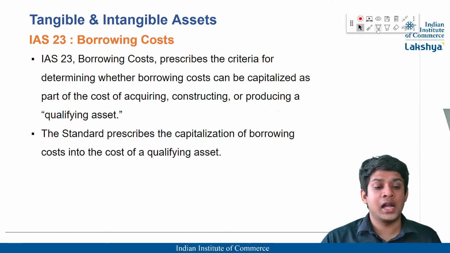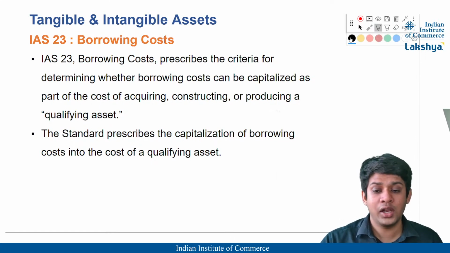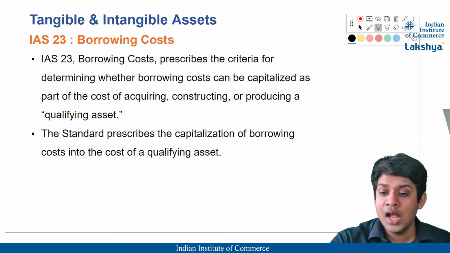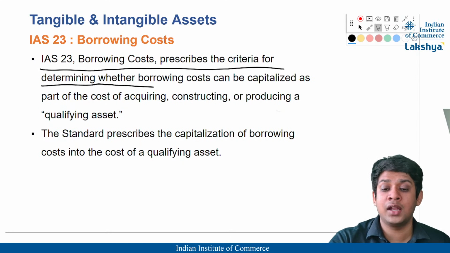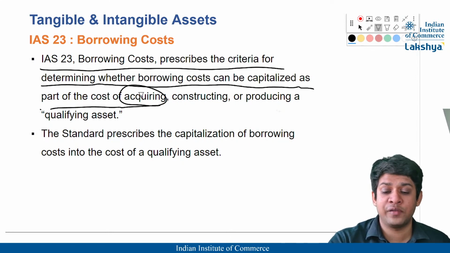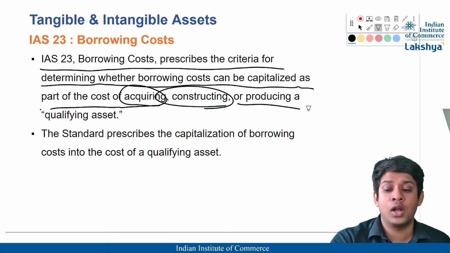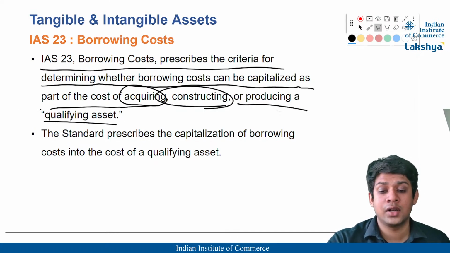Okay. So let us understand IS 23 borrowing costs. IS 23 borrowing cost prescribes the criteria for determining whether the borrowing cost can be capitalized as a part of cost of acquiring, constructing, or producing a qualifying asset. Okay. So as I told you, always remember borrowing cost can only be capitalized.